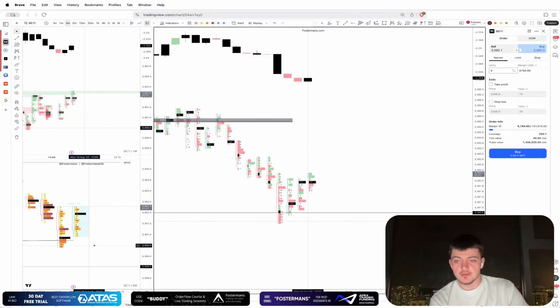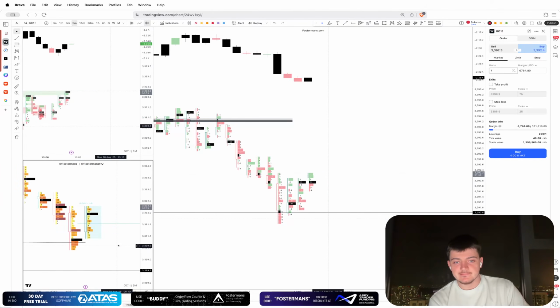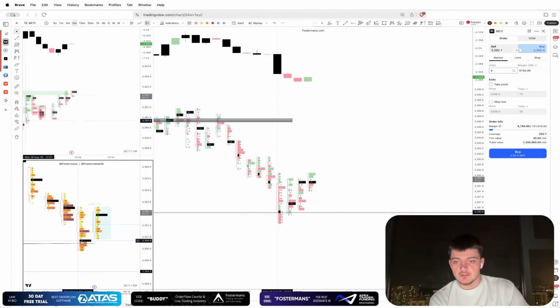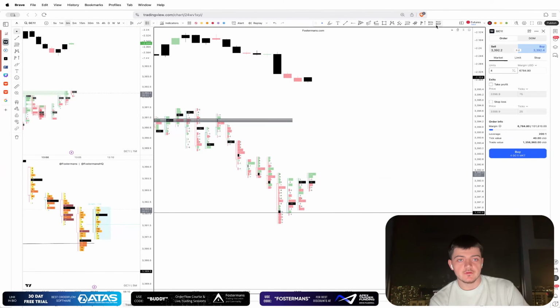Yeah, there's that pump. Honestly, taking that long right from here would have probably been wise, just with the divergences and stuff.